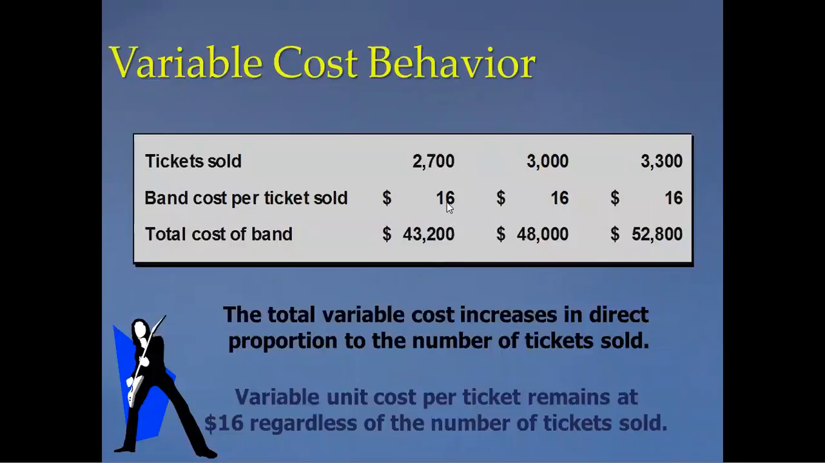So if you tell the band, we'll pay you $16 per ticket, if you sell 2,700 tickets, the cost of the band will be $43,200. But if the number of tickets goes up to 3,300 tickets, still paying them $16 per ticket, the total cost becomes $52,800. So again, variable costs go up or down in direct proportion to volume or quantities.